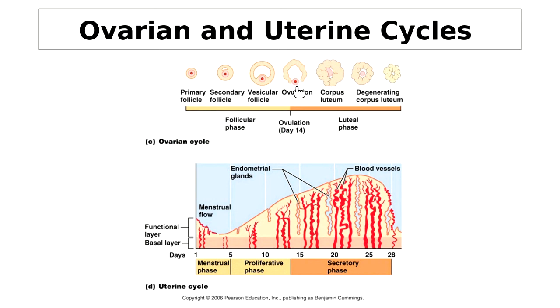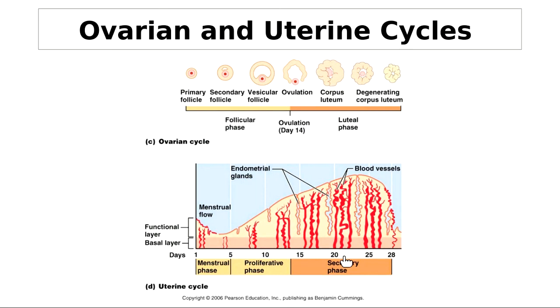After ovulation, the Graafian follicle, the vesicular follicle, collapses. And it collapses right here and becomes the corpus hemorrhagicum, which we don't have here, but the cells enlarge to form the corpus luteum. And the corpus luteum is what's going to produce progesterone and estrogens for a while.